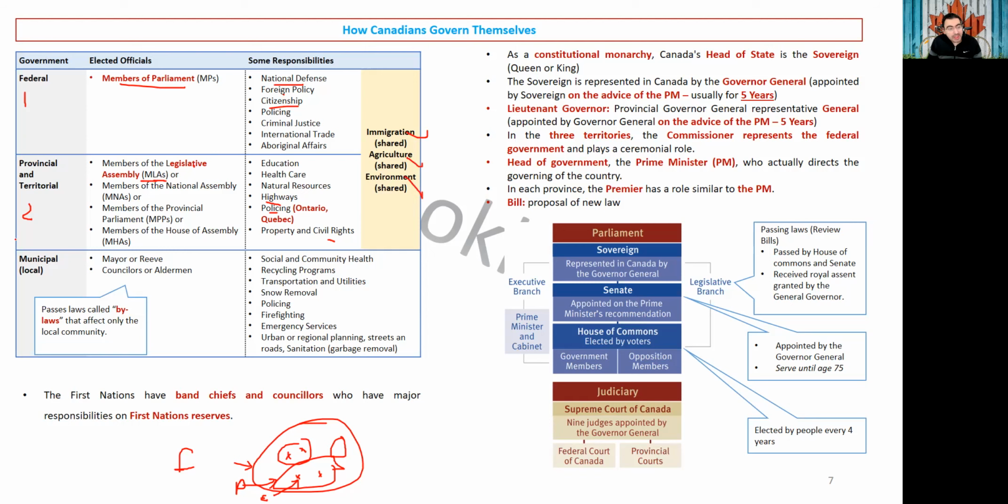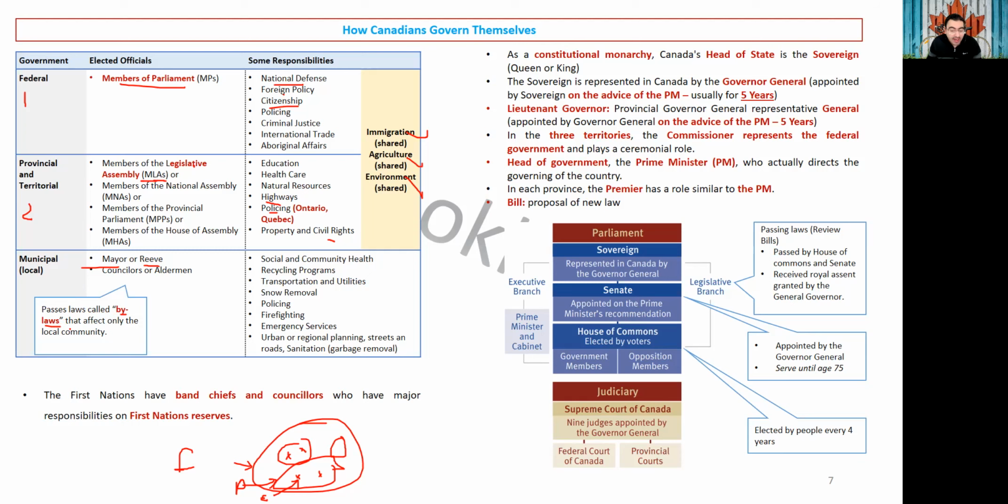Okay. For the municipal level, the local level, if you are inside the city, what type of options are there? First of all, who will be the representative of the government? Mayor or reeve: reeve in French cities and mayor in English cities. Plus, they can also have some councillors or aldermen for consultation. And any law produced or passed by this local government is called a bylaw. The local laws are called bylaws, and they only affect the local community.